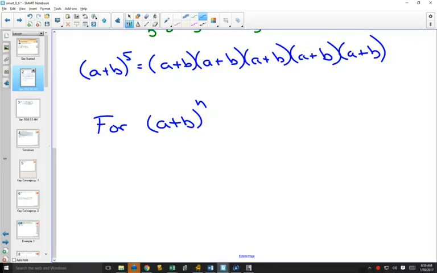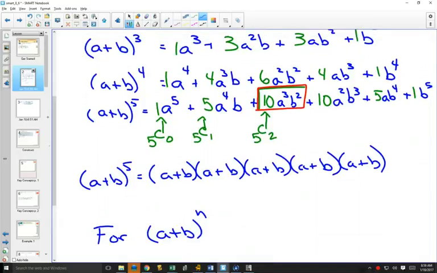But it's important for the first time that you see that. When you have (a plus b) to the n, then we get the following. Okay, first of all, the t sub k plus 1 stands for a term. When you do an expansion, like we did here with all of these, for this last one, I would call this term 1, this my second term, term 2, this term 3, this term 4, this term 5, and this term 6.